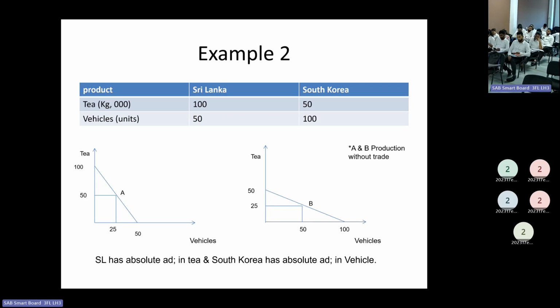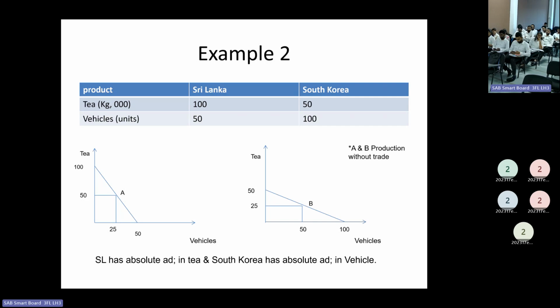So what is the implication of that? Sri Lanka specialized in tea, and South Korea specialized in vehicles, and generate surplus, and that surplus is exchanged with each other. So that is international trade.